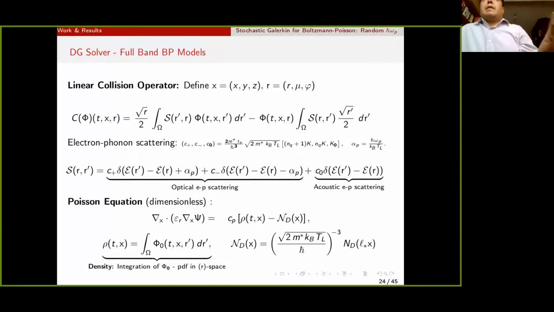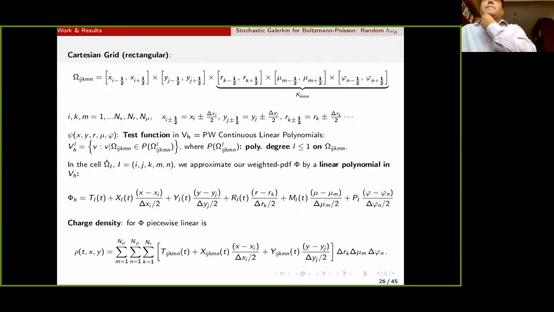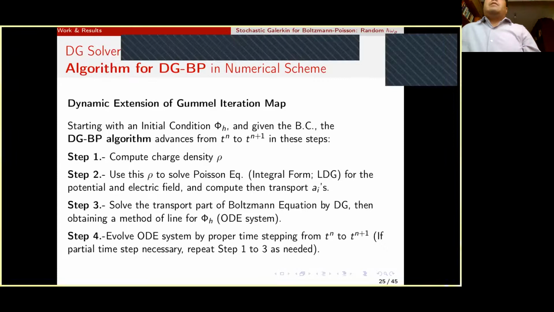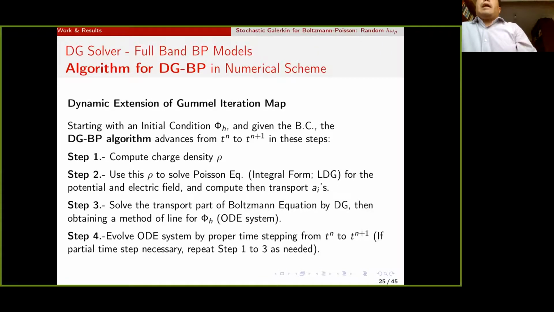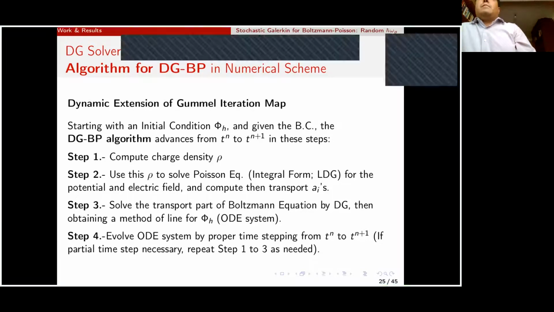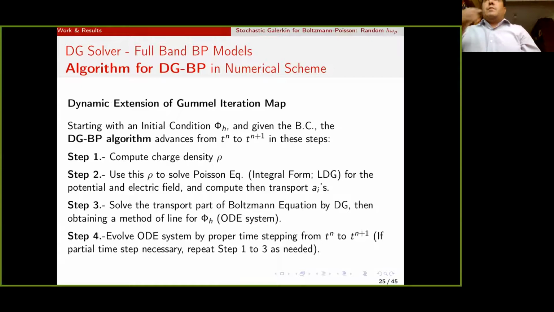Again, you have your scattering term and then your Poisson equation in terms of this new density, which is clear, since you have this probability density function in the new transformed space. And to summarize the algorithm, this is basically a dynamic extension of the commutative map. Irene Gamba, Jose Carrillo, Chi-Wang Shu, Armando Majorana, and Jingmei Qiu had worked on this before. So I'm just basically going to use this numerical algorithm.